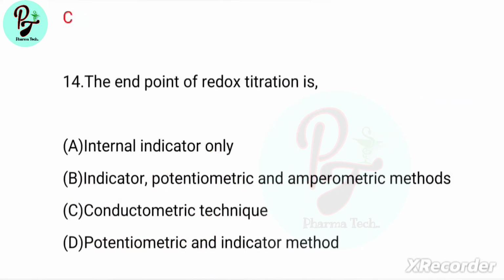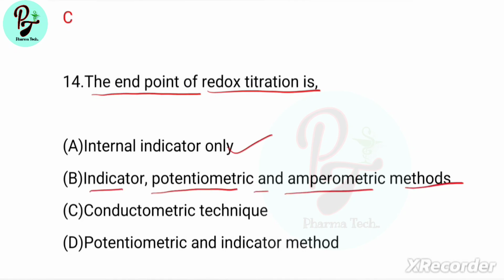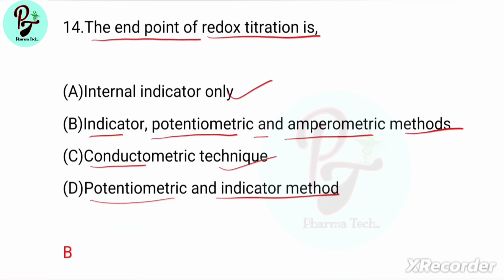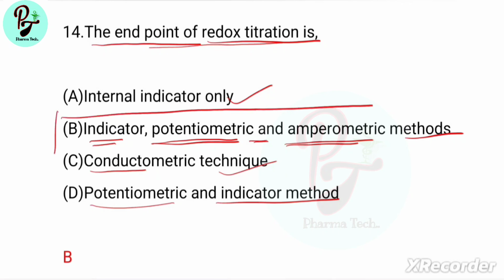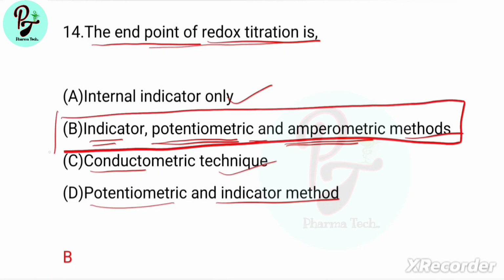Next question: the end point of redox titration is, options are internal indicator only, indicator, potentiometric and amperometric methods, conductometric technique, potentiometric and indicator method. Answer is B, indicator, potentiometric and amperometric methods. The end point of redox titration is determined by indicator, potentiometric and amperometric methods.